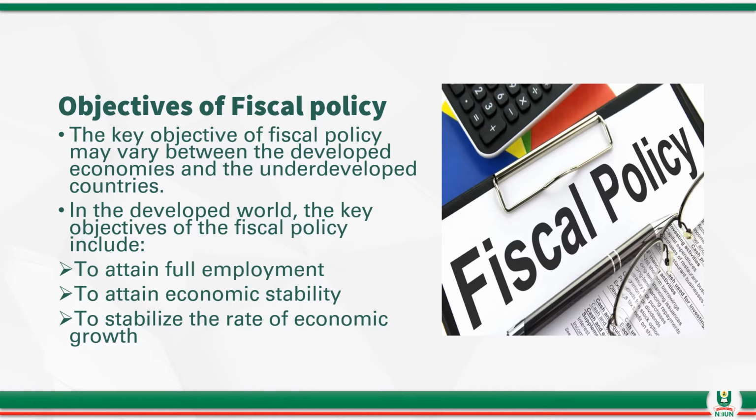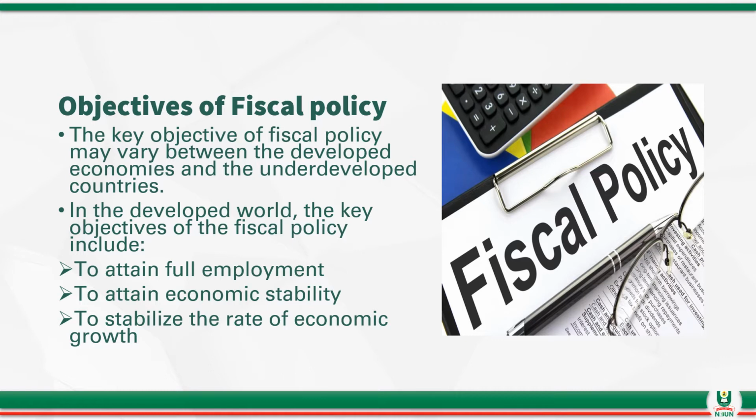In the developed world, the key objectives of fiscal policy include the following. One, to attain full employment. Full employment here is talking about human labor, capital. So one of the major objectives of fiscal policy is how to manipulate the economy towards attaining full employment. In other words, reducing unemployment to a tolerable level, because it's actually impossible to have zero unemployment.